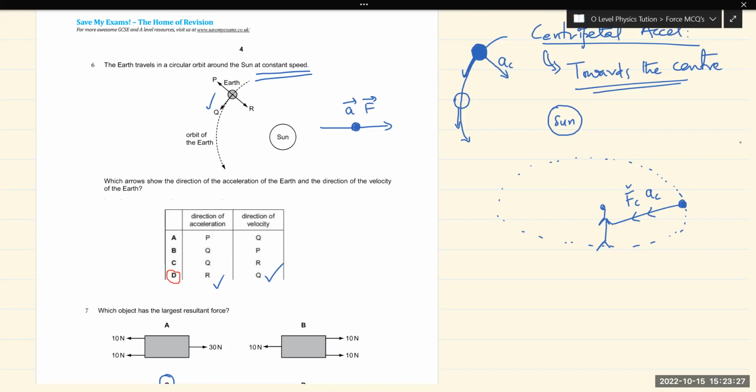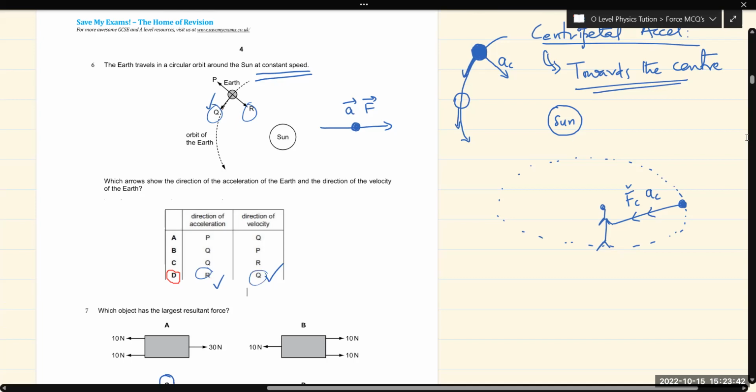So velocity looks like this. ठीक है, टेंजेंशियल वेलोसिटी ये इस तरह नजर आती है, हर पॉइंट पर डिफरेंट है. सो ये क्यू हो जाएगी और जो एक्सेलरेशन है वो आर है. तो आर इज द डायरेक्शन ऑफ एक्सेलरेशन एंड क्यू इज द डायरेक्शन ऑफ वेलोसिटी.